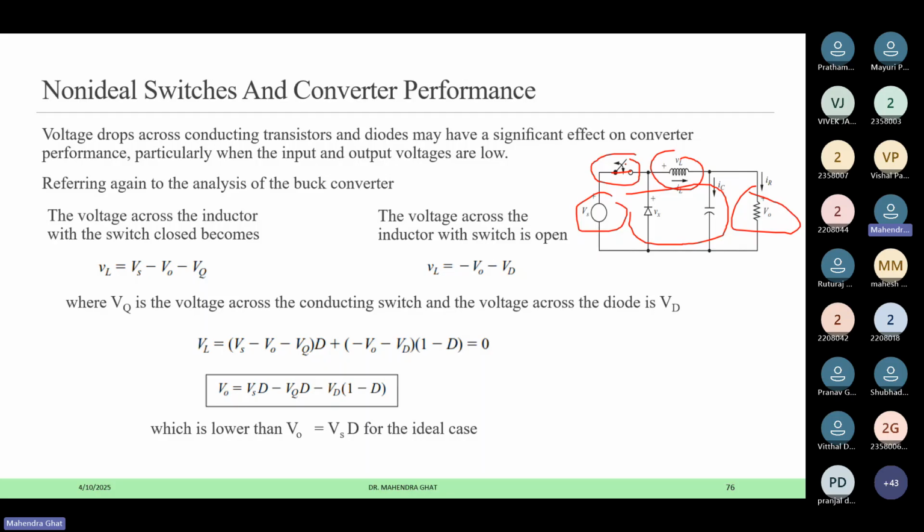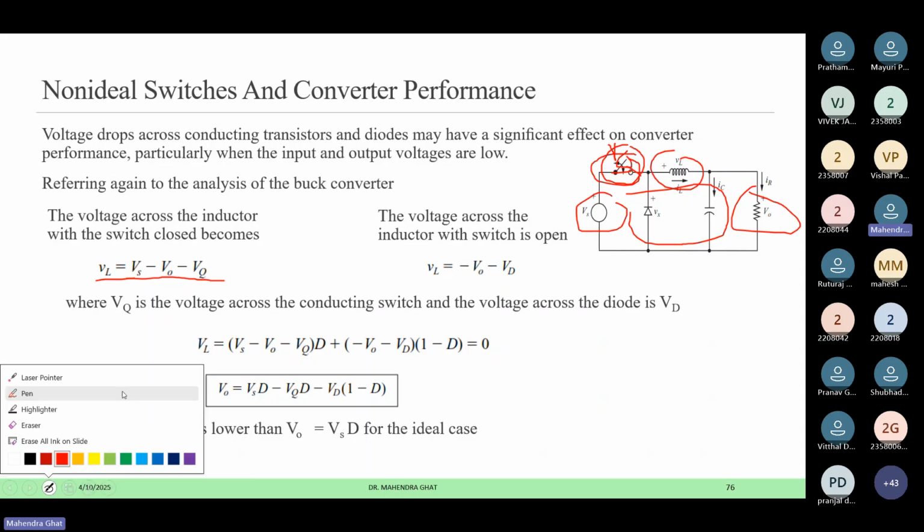But actually in practice there is some drop across this switch, even though it is closed. So if I say the drop across this switch is VQ, then the voltage across the inductor will not be Vs minus Vo, but it will be Vs minus Vo minus VQ. So this drop also has to be subtracted in the equation for VL.